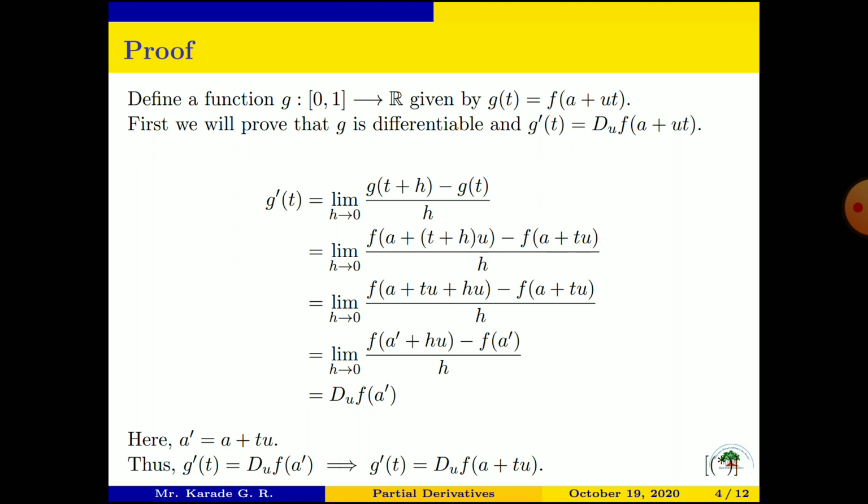Here a dash is a plus tu, and thus g dash of t is equal to the directional derivative of f at point a dash in the direction of u. Or we can say that g dash of t is equal to the directional derivative of f at point a plus tu in the direction of vector u. So we have proved this. This last step, keep in mind, g dash of t is equal to du f of a plus tu.